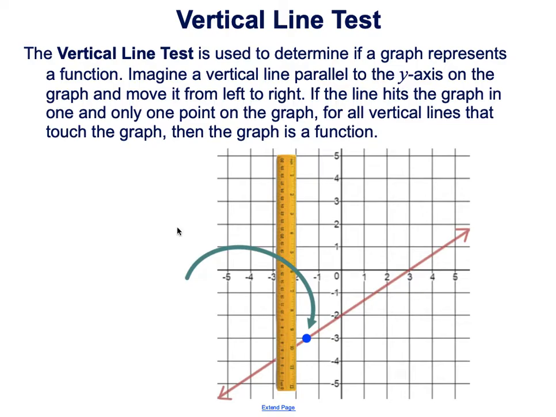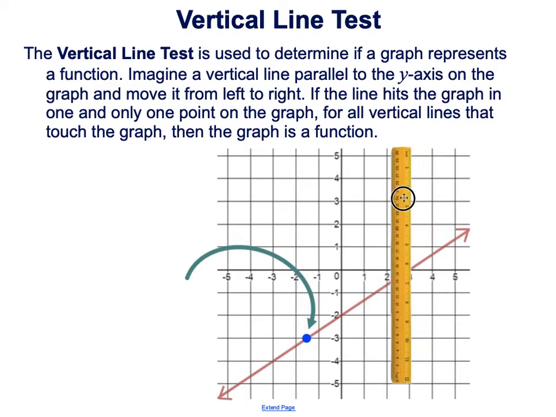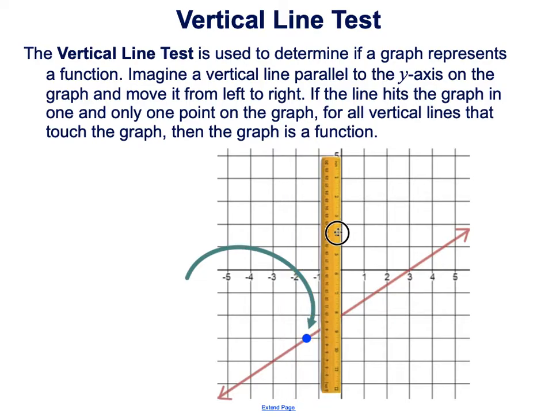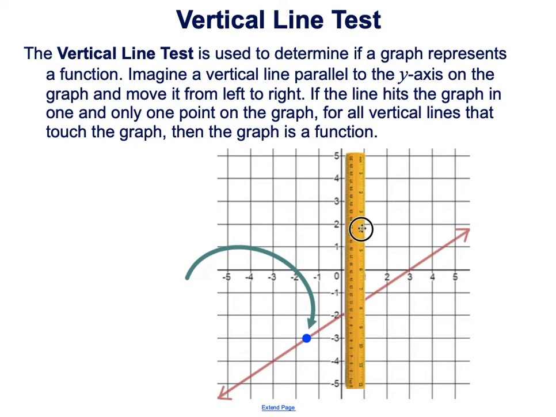The vertical line test is used to determine if a graph represents a function. If you imagine a vertical line parallel to the y-axis and you move it left or right, you would be able to determine if that graph is a function or not. If the line hits the graph in one and only one point, for all the vertical lines that touch the graph, then that graph is a function. So for example, if I move this ruler here, as you can see, wherever I move the ruler, it's only hitting one part of the graph.